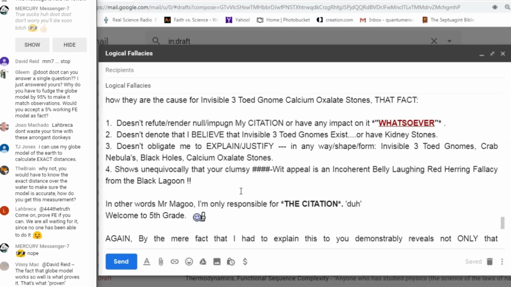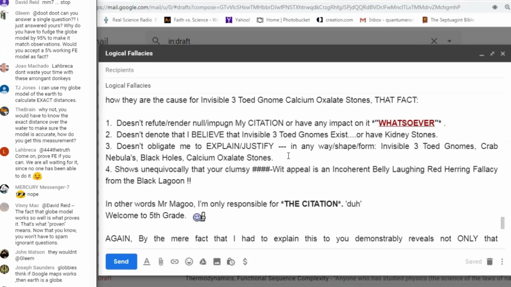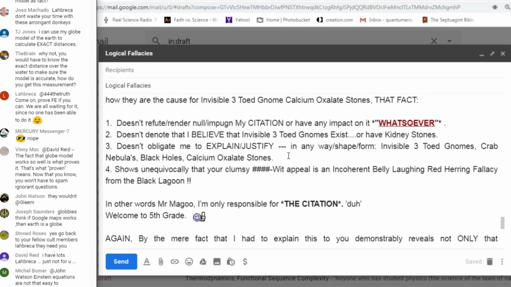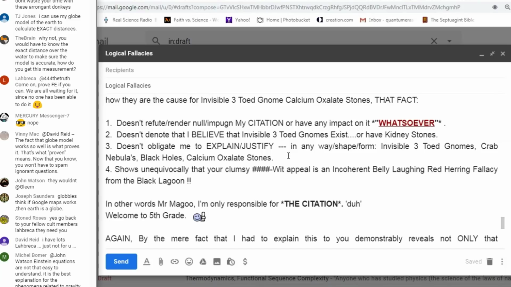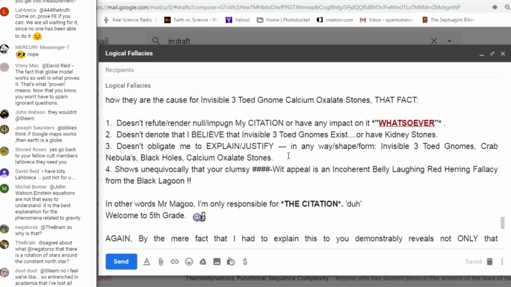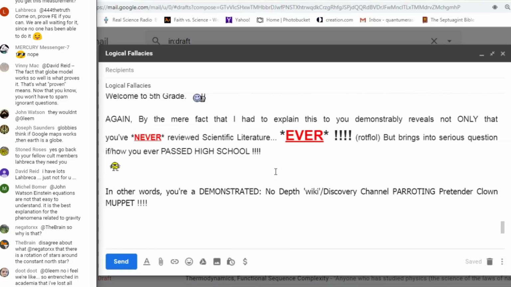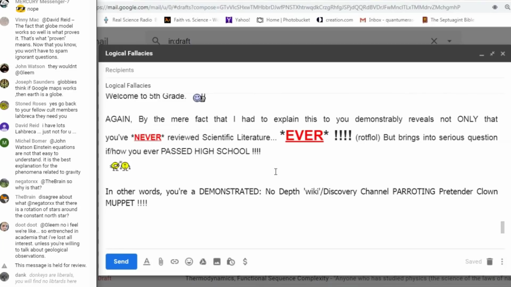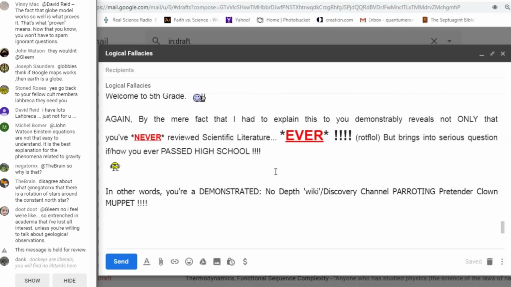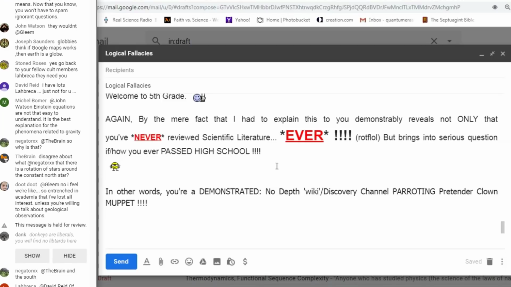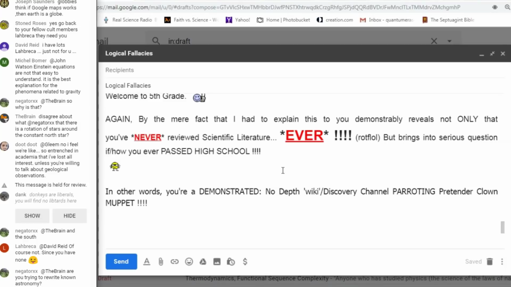Number 4, shows unequivocally that your clumsy, jacked up appeal is an incoherent, belly laughing, red herring fallacy from the Black Lagoon. In other words, Mr. Magoo, I'm only responsible for the citation. Duh. Welcome to 5th grade. Again, by the mere fact that I had to explain this to you, demonstrably reveals that not only you've never reviewed scientific literature ever, but brings into serious question if and how you ever passed high school. In other words, you're a demonstrated no-depth Wiki Discovery Channel parroting pretender clown muppet.